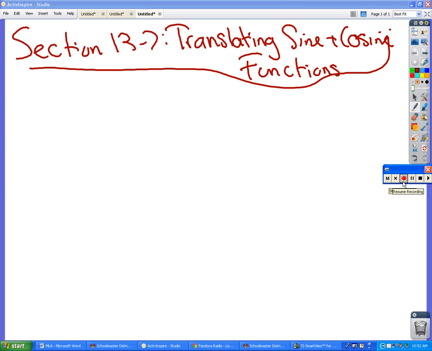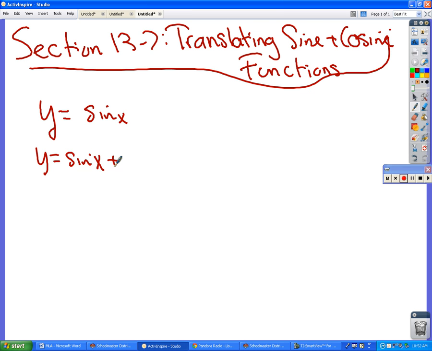Translating functions. Here's what it's all about. We've done this a billion times before already, so it's really easy to do. If we start with the sine function, what we're going to do is add a number onto that. And you already know what will happen when we do that. It'll move up 3. Yep, that moves the graph up 3.